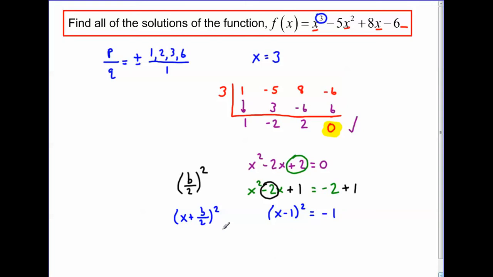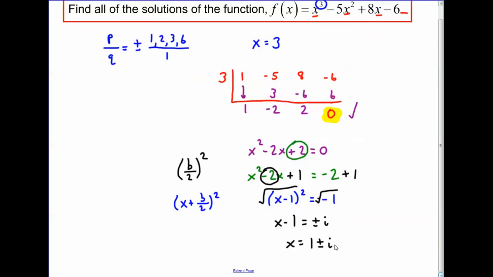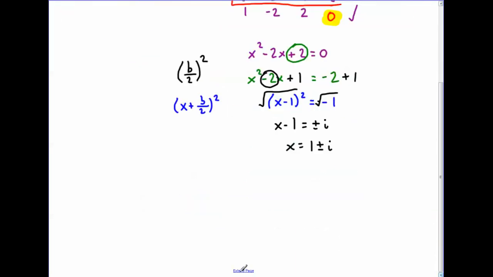We use square roots at this point. I'm going to take the square root of both sides. So that leaves me with x minus 1 equals plus or minus i. Square root of negative 1 is i. And then last, add the 1 to both sides. So I get 1 plus or minus i. So again, I use completing the square. If you use quadratic formula, you're going to get to that same answer. I think it takes more steps with quadratic. The simplifying takes a little bit longer, but there we go.